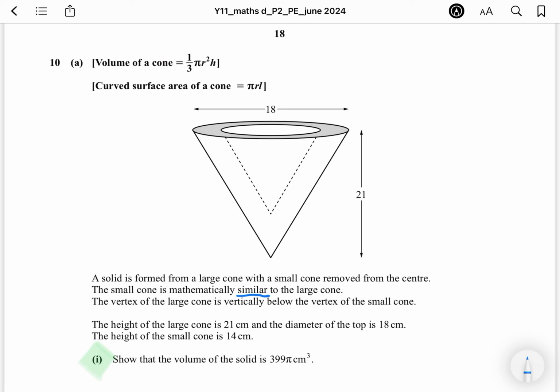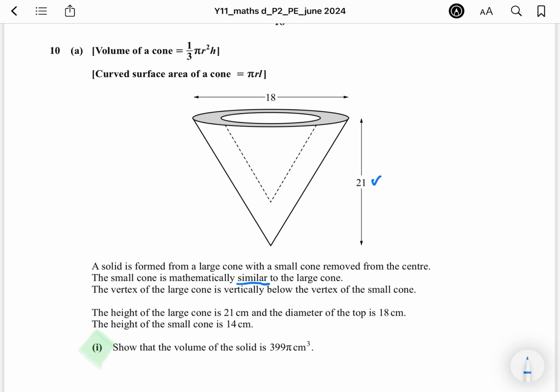For similar shapes or similar solids, the ratio of corresponding sides are equal. The ratio of corresponding surface areas is equal to the square of the ratio of the corresponding sides, and the ratio of the corresponding volumes is equal to the cube of the ratio of corresponding sides.